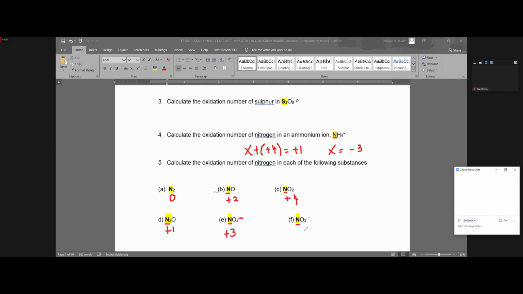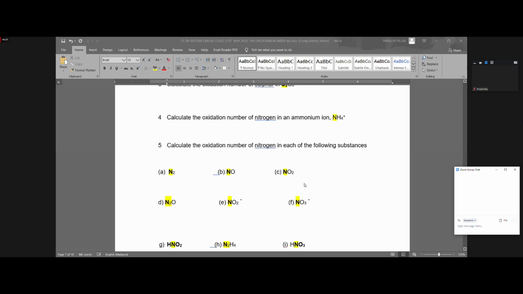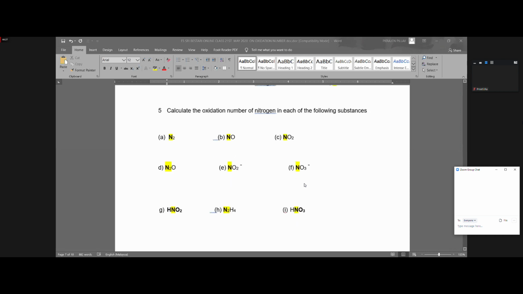F? +5. Yeah, that's your answer. You don't get it? All right. For F, X, we are finding for N, plus -6, equals to -1. So -1 plus 6 is +5. That's how you calculate. Carry on. Do it now. Next one. G also we have. G, H, and I. Try that.